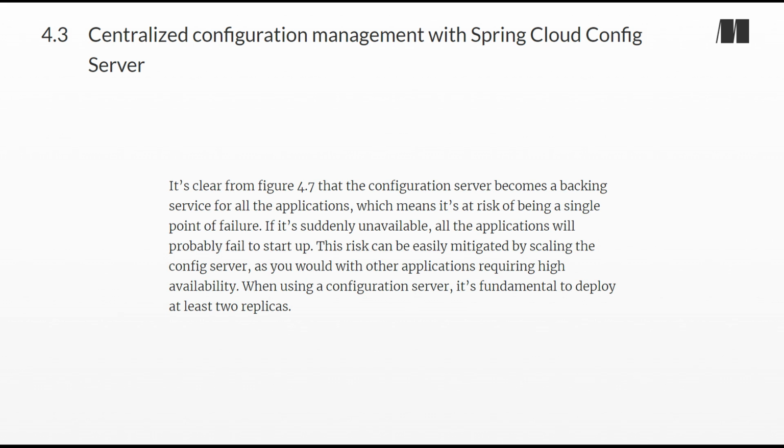It's clear from Figure 4.7 that the configuration server becomes a backing service for all the applications, which means it's at risk of being a single point of failure. If it's suddenly unavailable, all the applications will probably fail to start up. This risk can be easily mitigated by scaling the config server, as you would with other applications requiring high availability. When using a configuration server, it's fundamental to deploy at least 2 replicas.